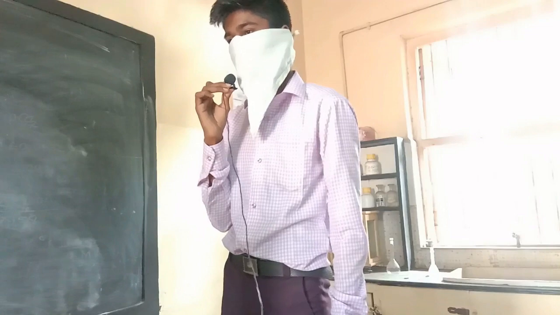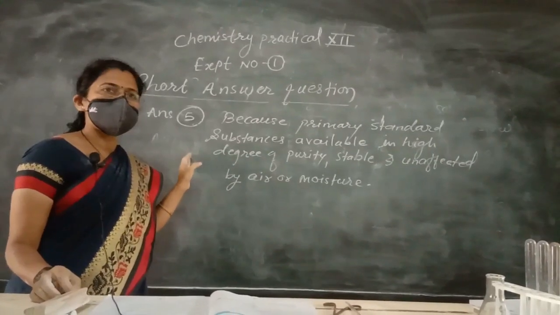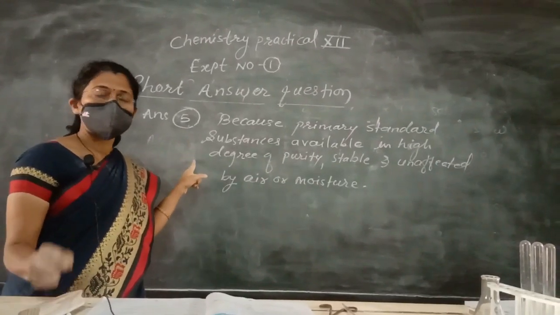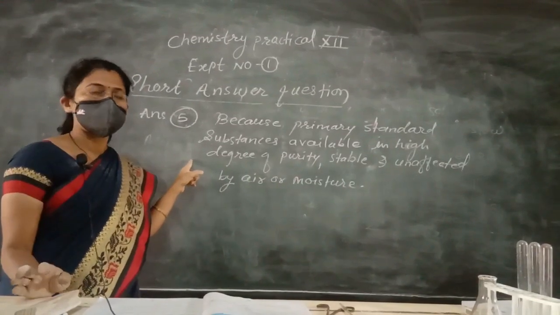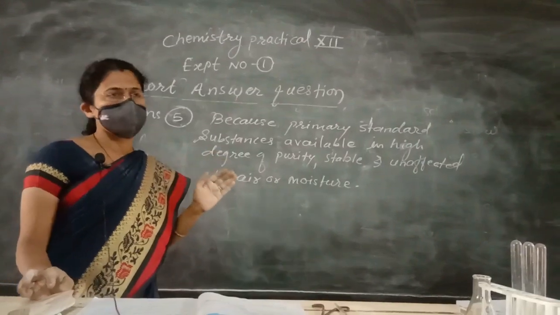Ma'am, why are primary standard substances used to make standard solutions? Here the primary standard substance we use is oxalic acid because it is stable, unaffected by the reaction of air and moisture, and these compounds possess a high degree of purity.